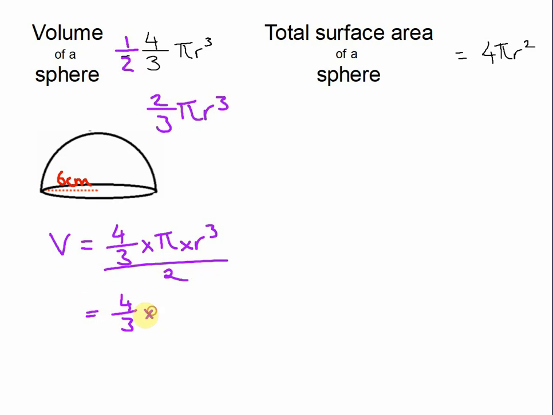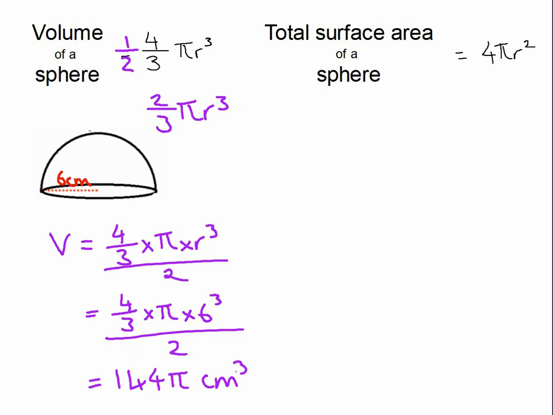So 4/3 times pi times 6 cubed. I'm going to type that all into my calculator. So 4 divided by 3 equals times pi times 6 cubed. Oh, I've done 6 to the power 6, don't want to do that. And then divide that all by 2. Oh, I get a beautiful answer in terms of pi, so I'm going to leave it like that. Okay, so that is the volume of that hemisphere.